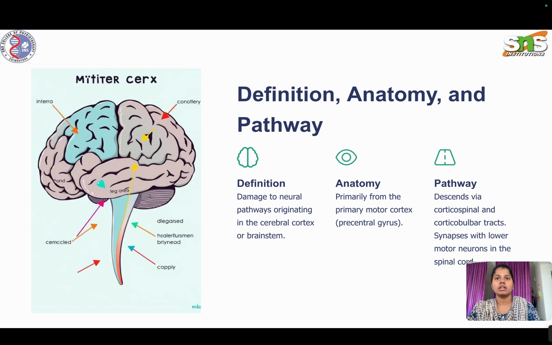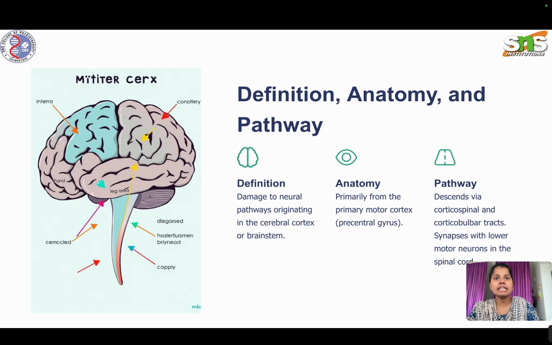Coming to the introduction, upper motor neuron lesions have a significant impact on voluntary movement and overall function. They affect millions of people worldwide, and stroke is the leading cause. As rehabilitation professionals, it's crucial for us to understand them because they cause profound disability and reduce quality of life. Coming to the definition, anatomy, and pathway.